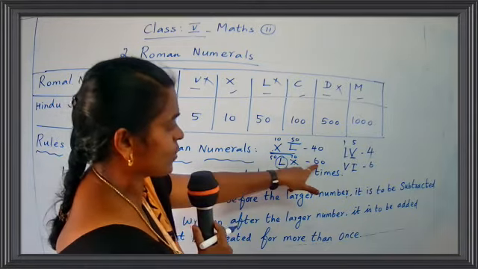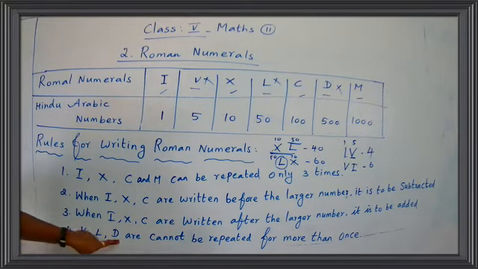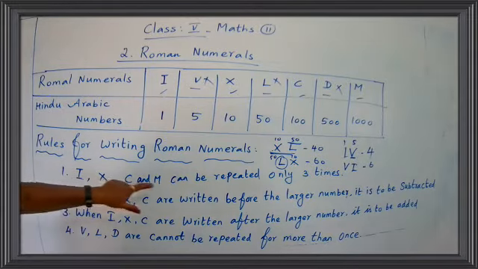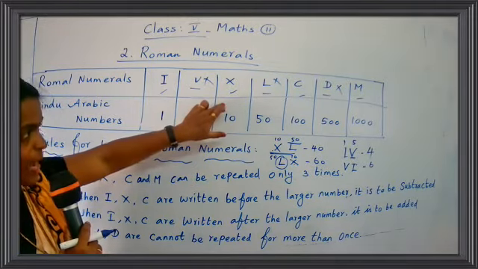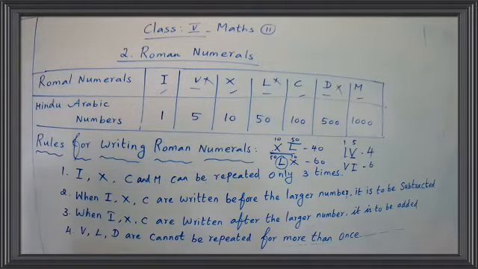So your answer is 50 plus 10 is equal to 60. Okay children, now clear? Yes. So first rule finished, second rule finished, third rule finished. Now you come to the fourth rule. V, L, D cannot be repeated more than once. Already we have studied. Yes, children. I, X, C and M can be repeated only 3 times. V, L, D cannot be repeated more than once. Okay. These 4 rules are very, very important.